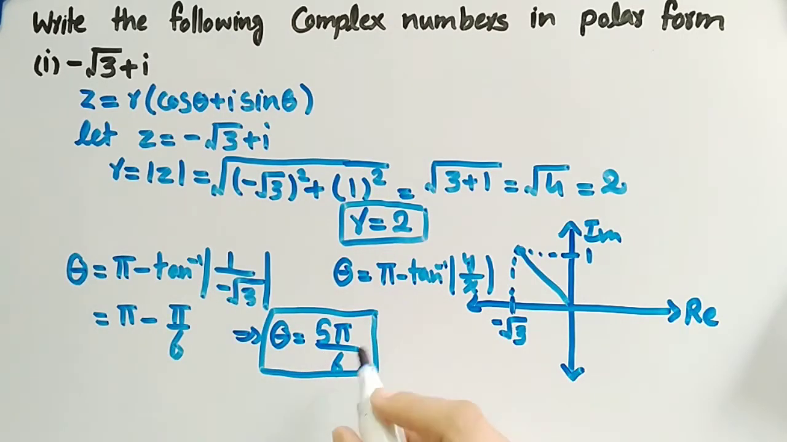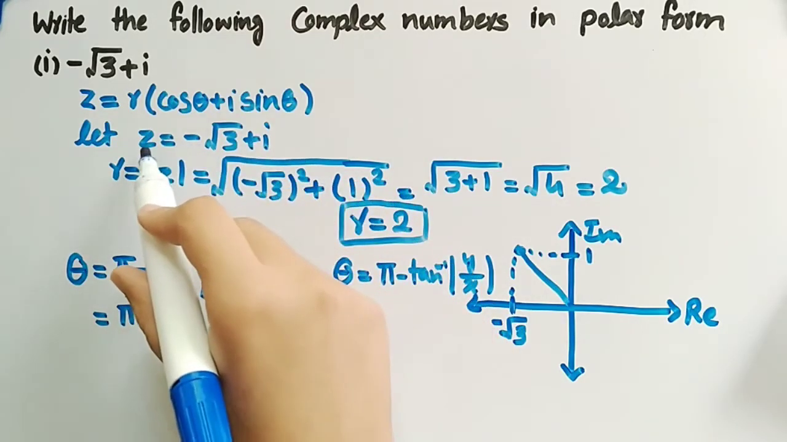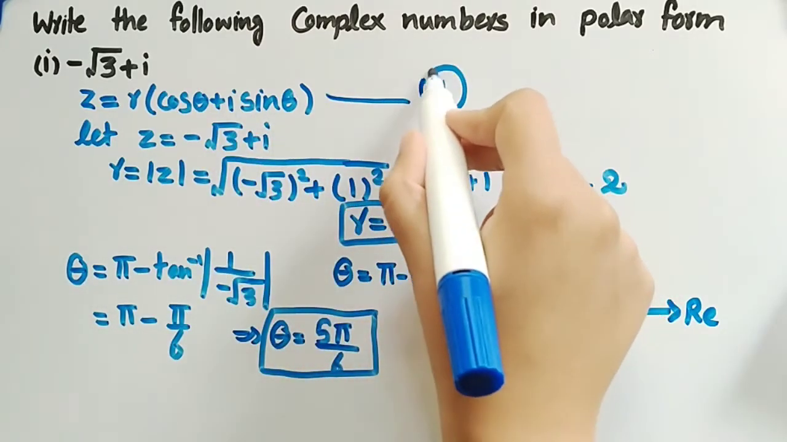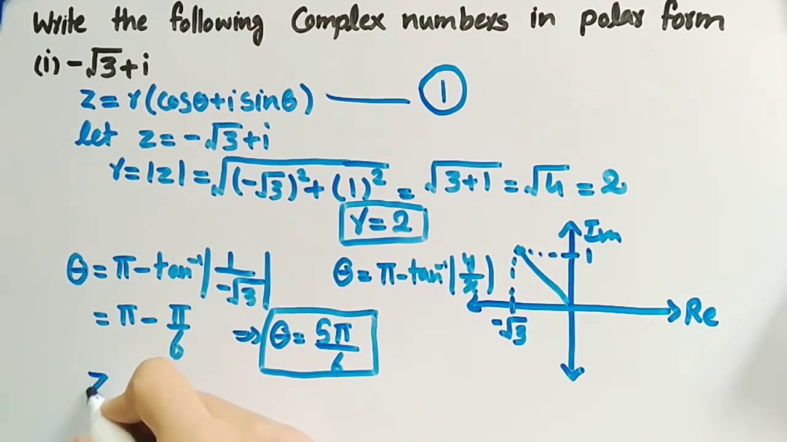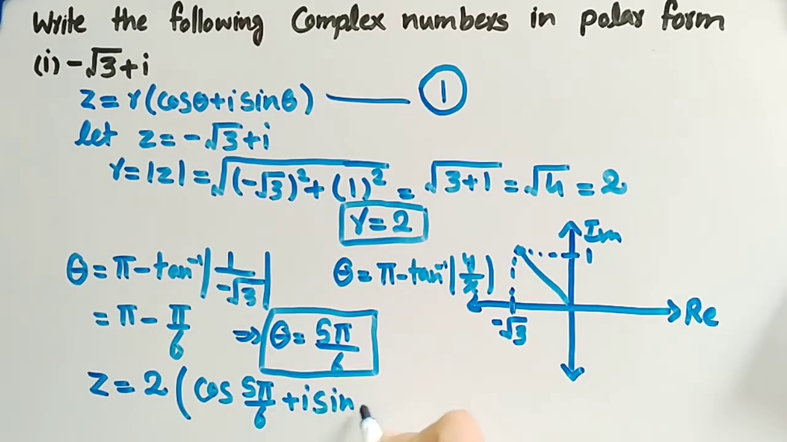Now we will replace the values of r and theta in the value of z in polar form. So substituting r and theta in 1, we get z is equal to, the value of r is 2, cos 5 pi by 6 plus iota sine 5 pi by 6. So this is the polar form of the given complex number.